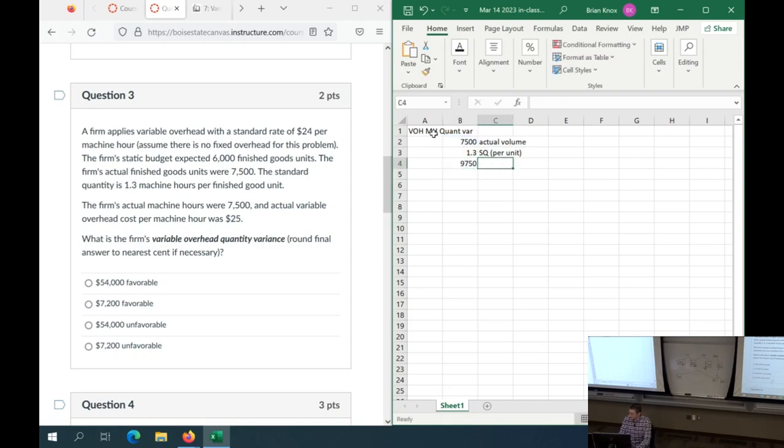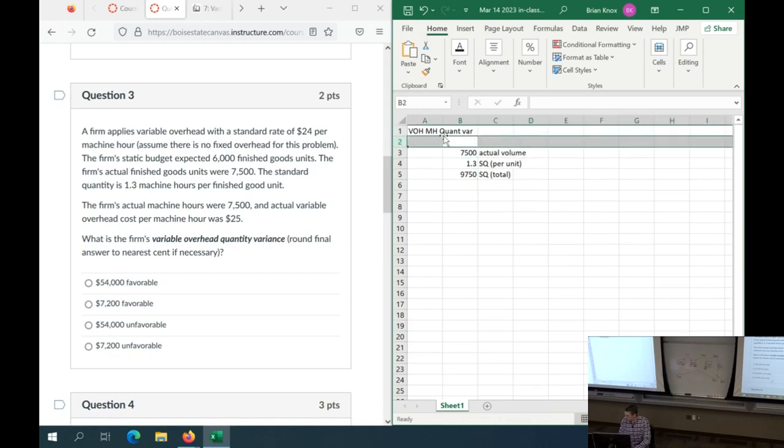So we should multiply that. This means that if we had budgeted it out and knew that we were going to have 7,500 actual units of finished goods volume, we would have budgeted 9,750 machine hours, which is our cost driver, which we would have then used to calculate all of our important information for variable overhead. So that's the standard quantity.